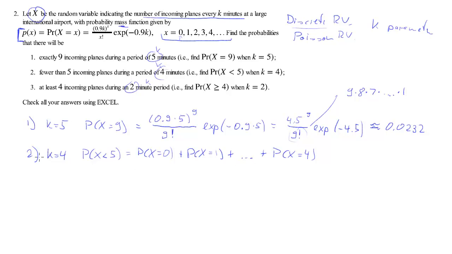Before we do that, let's look at what in principle we will need for part 3. Here we have at least 4 incoming planes during a 2-minute period. So here k is equal to 2. Here we want the probability of x being larger or equal to 4. So there's going to be the probability of x equal to 4 plus the probability of x equal to 5 plus, wow, and now we can go a long way. In fact, you can go an awful long way.